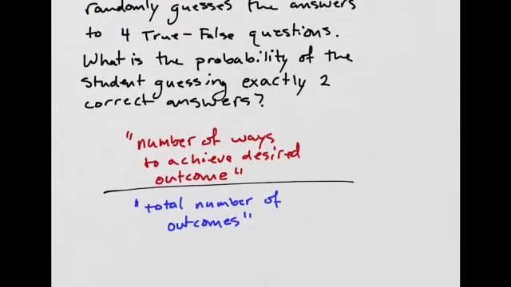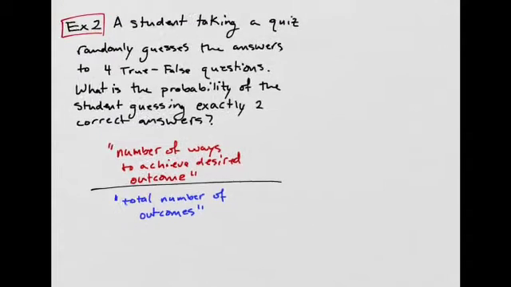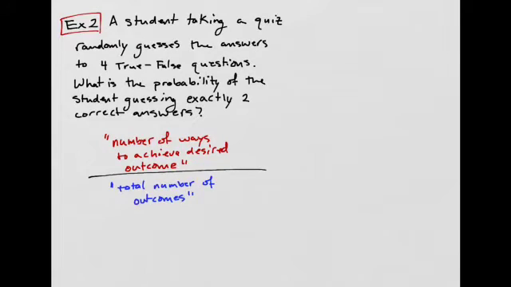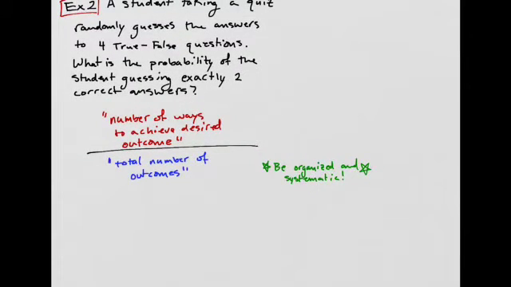Remember, the probability is the number of ways to achieve a desired outcome, and the desired outcome is to get exactly 2 correct, divided by the total number of outcomes, the total different things that could happen. So we need to figure out this fraction, and it's fairly straightforward. It just takes some systematic approach to solve. We're going to be very careful and very systematic. That's the key here. Be organized and systematic. Otherwise, you'll miss some outcomes.